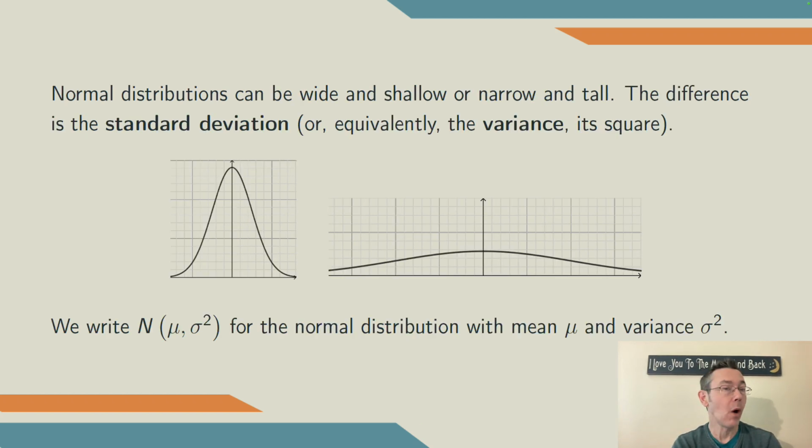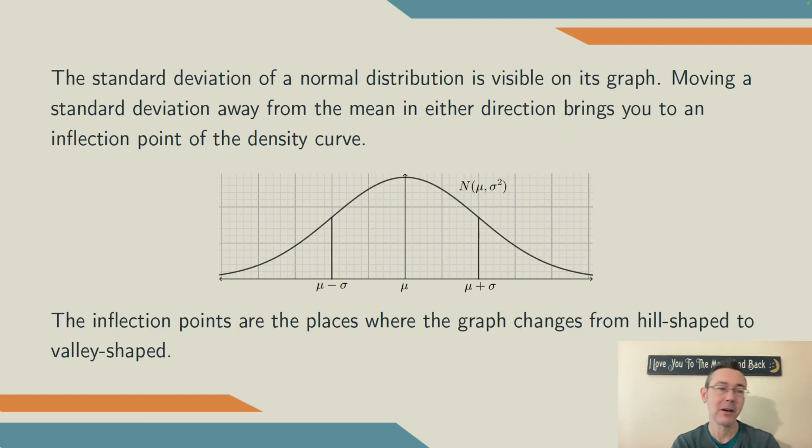Normal distributions can be wide and shallow, or narrow and tall, or anywhere in between. And the difference is just the standard deviation, which is measuring the spread of the random variable. Equivalently, we can describe the spread with variance, which is just the square of the standard deviation. A bit of notation: we write N(μ, σ²) for the normal distribution that has mean μ and variance σ², so standard deviation of σ. By the way, the mean and standard deviation completely determine the normal distribution. There are no other parameters necessary.